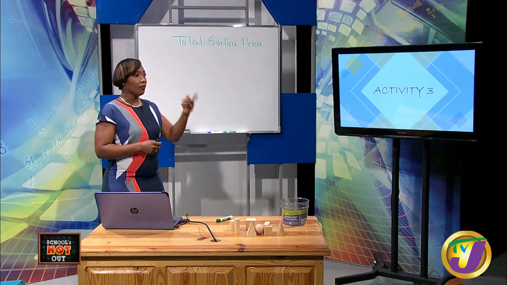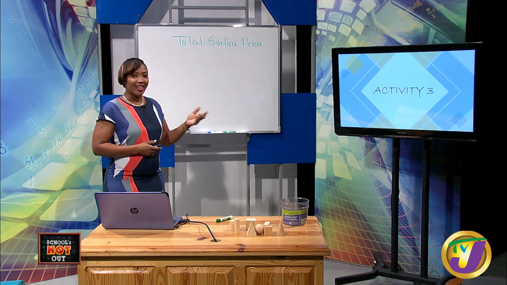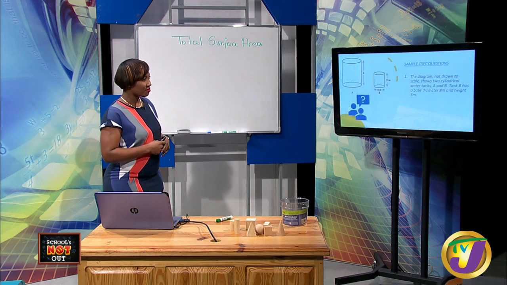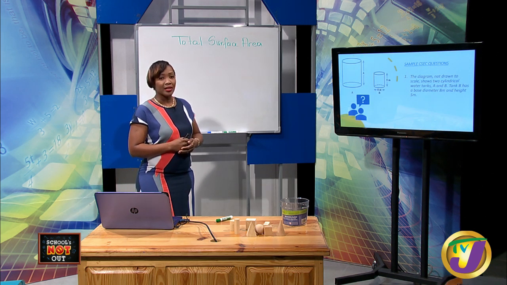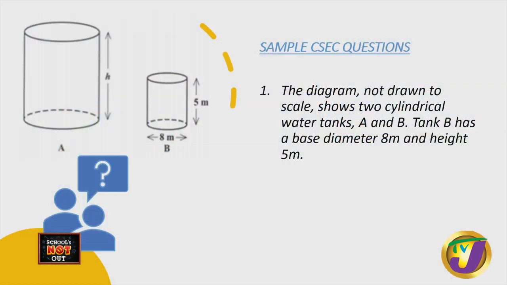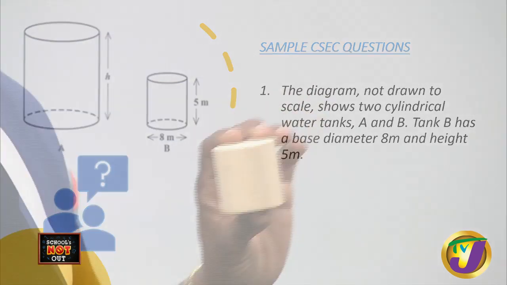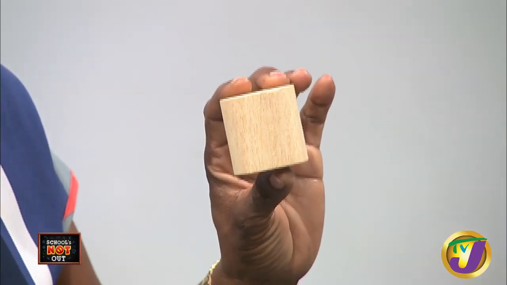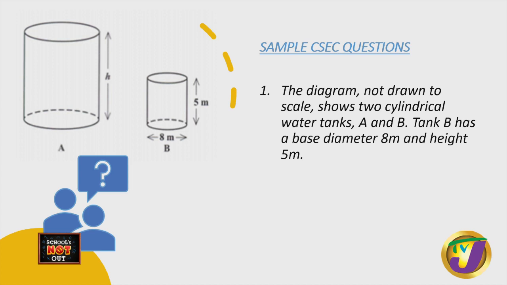However, let us continue and look at activity 3. Now, this is a sample question from the CSEC curriculum. We have two diagrams here. And as you can see, the diagrams are cylindrical. So let's read. The diagram not drawn to scale shows two cylindrical water tanks, A and B. Tank B has a base diameter of 8 meters and a height of 5 meters.